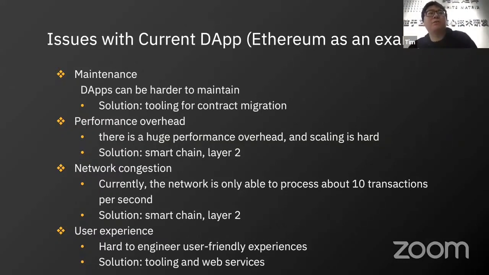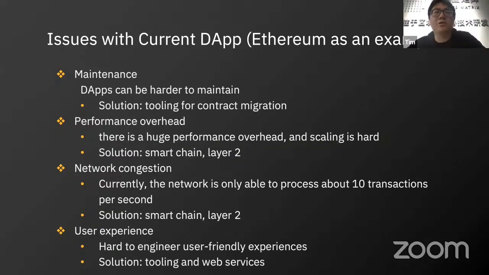Also, performance overhead. There's huge performance overhead and scaling is hard because every transaction needs to be validated by a number of different nodes. The solution is like what Binance did, the smart chain. And there are also potential solutions like layer 2, which is currently being developed. Network congestion is similar to this situation. It's basically the result of the performance: the Ethereum network can only process about 10 transactions per second. That's quite slow for a big network, right? So the solution is also, as we mentioned, the smart chain and layer 2.